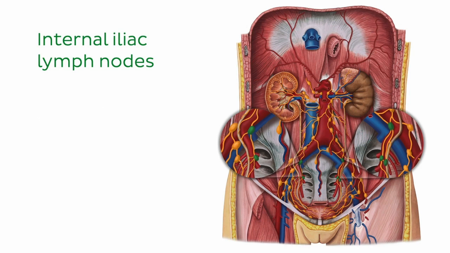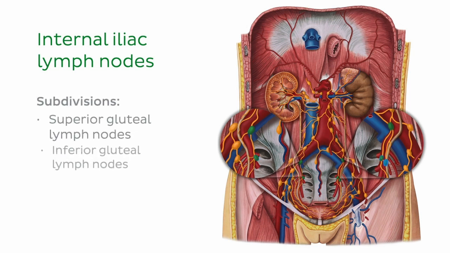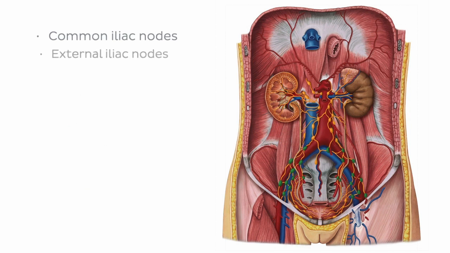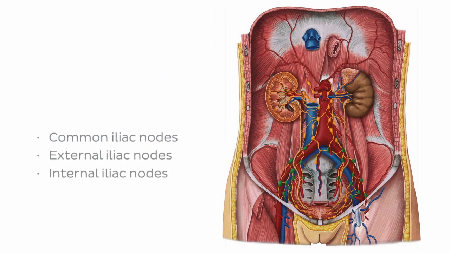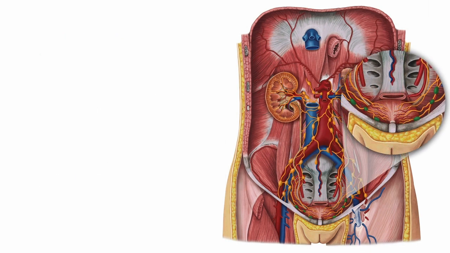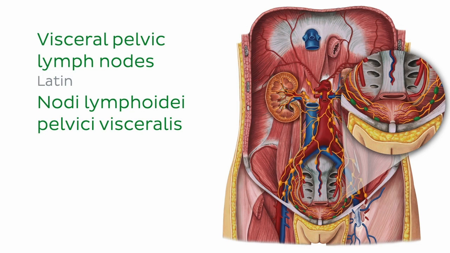The internal iliac nodes can also be further divided into 3 groups: the superior gluteal, inferior gluteal, and lateral sacral lymph nodes. So the iliac lymph nodes, which we have just covered, all fall under what we called the parietal pelvic lymph nodes. Let's now take a quick look at some of the nodes belonging to the other subdivision of the pelvic lymph nodes, the visceral pelvic lymph nodes.